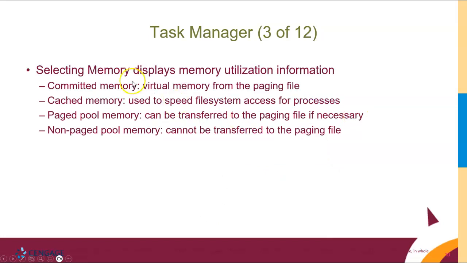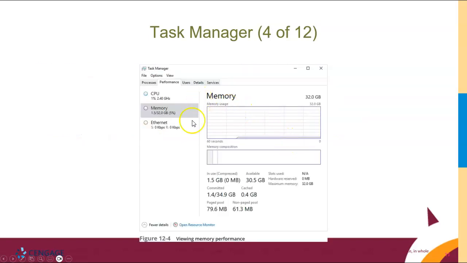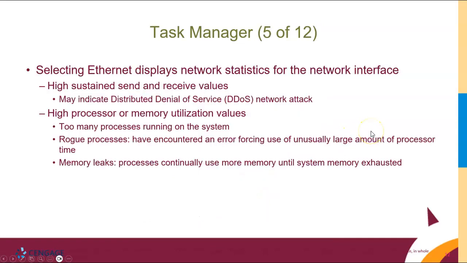So selecting Memory displays memory utilization information. One thing to note is that committed memory is virtual memory from the paging file. Cache memory is used to speed up file system access. Paged pool memory can be transferred to the paging file, and non-paged pool memory cannot be transferred. So here's kind of where your memory looks, and you can see what that looks like. Then you have your Ethernet, which displays network statistics.